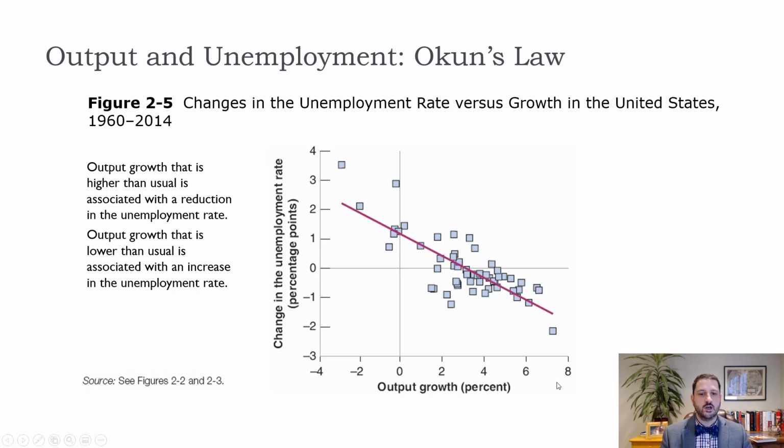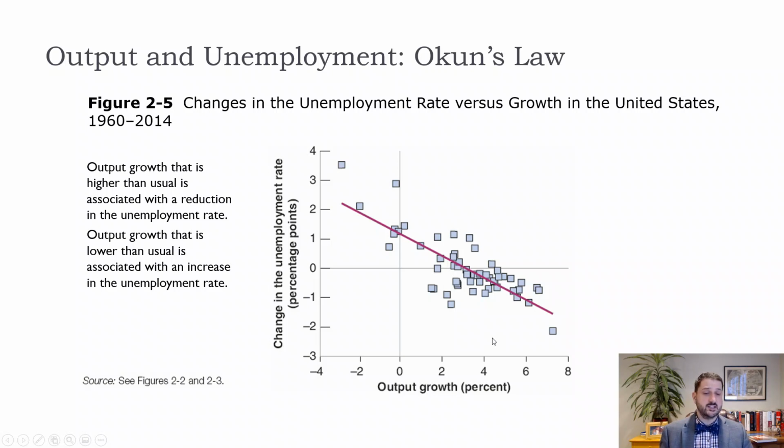Okun's law basically says that when the output growth rate is faster, that's our horizontal axis variable, just GDP growth, then the unemployment rate goes down. So that makes sense. We're producing more, we need more workers, so more people are coming out of unemployment, and the unemployment rate is going down. And of course, when output growth is lower, and even negative in recessions, then the unemployment rate is going up. And this is data from 1960 to 2014.